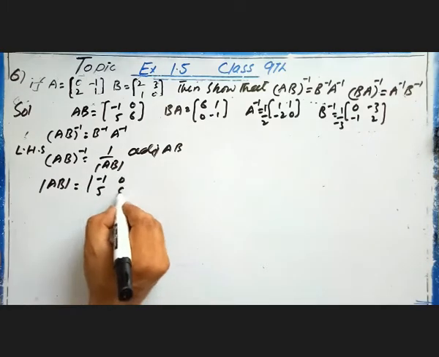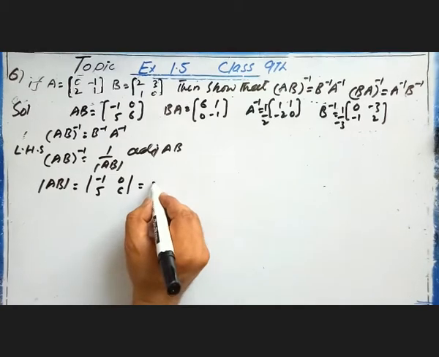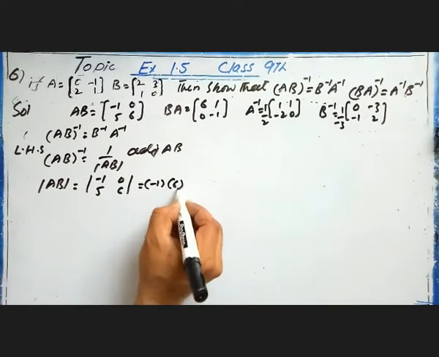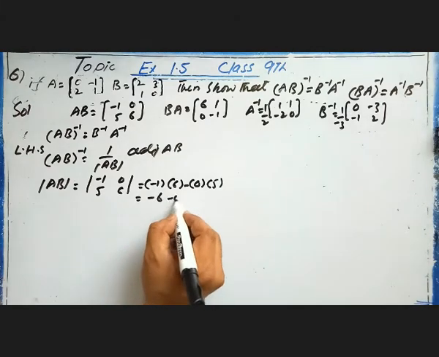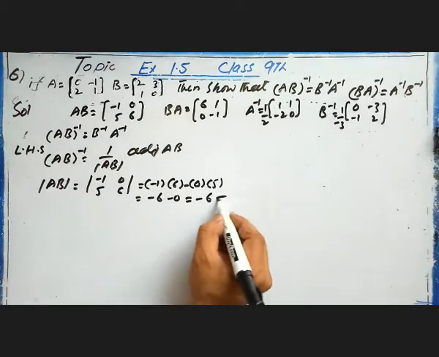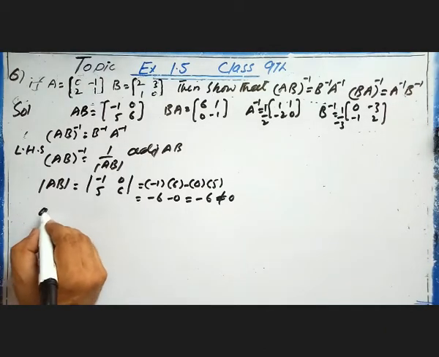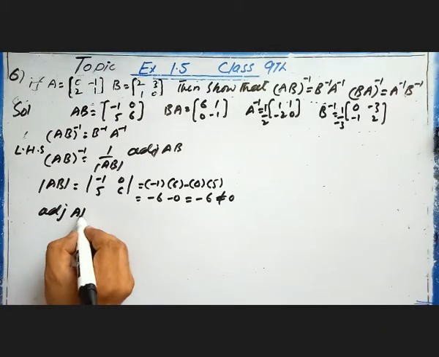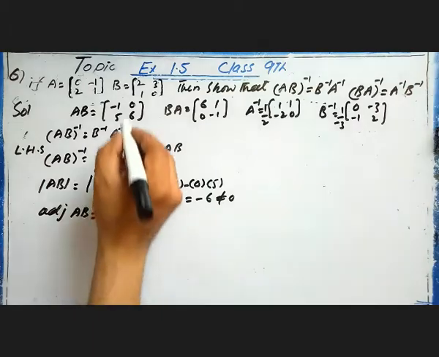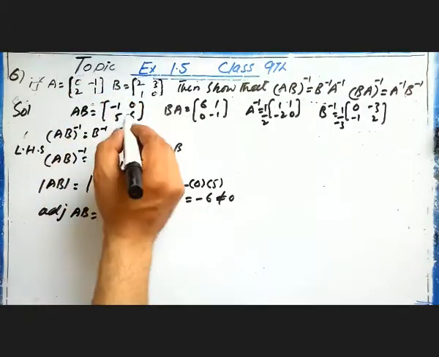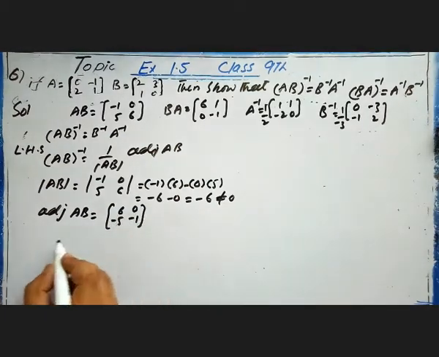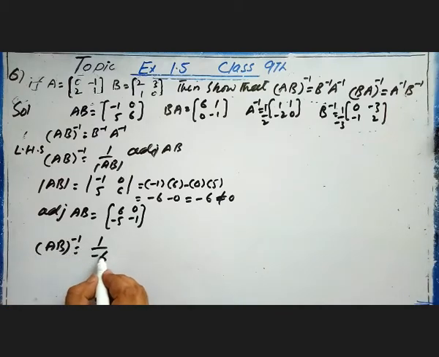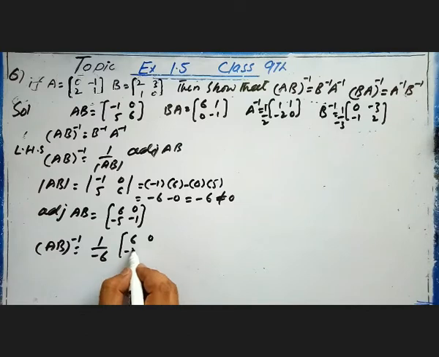अब -1 into 6 -0 into 5 -6 आ जाएगा, -0 तो -6 does not equal to 0। सो हम फाइंड कर सकते हैं। Now adjoint of AB, that is change the place of this one 6 and -1 and 0 -5 आ जाएगा। So AB whole inverse is equal to 1 over -6, so it becomes 6 0 -5 -1.